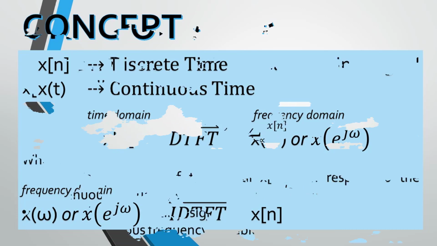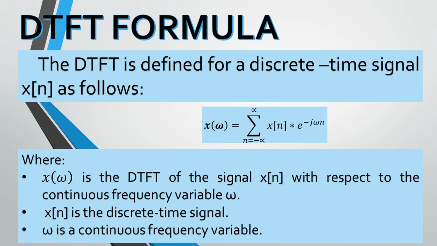So how do we convert? Now we come to the formula to convert a time domain signal into a frequency domain signal using DTFT. The DTFT is defined for a discrete time signal x of n as follows. X of omega is equal to the summation of x of n multiplied by e raised to negative j omega n from n equal to negative infinity to positive infinity, where X of omega is the DTFT of the signal x of n with respect to the continuous frequency variable omega.